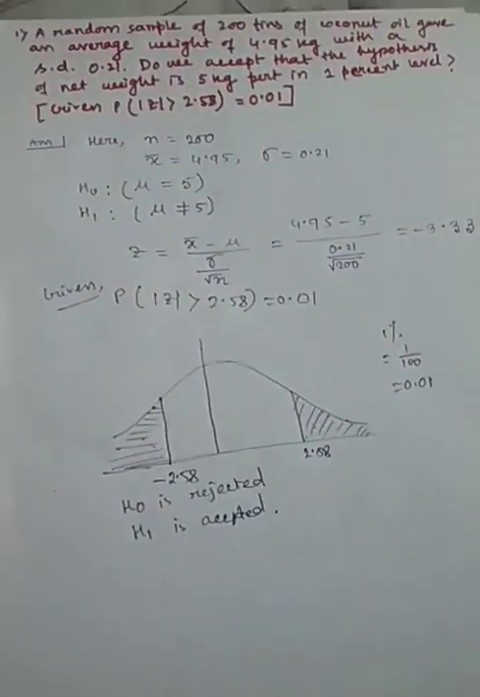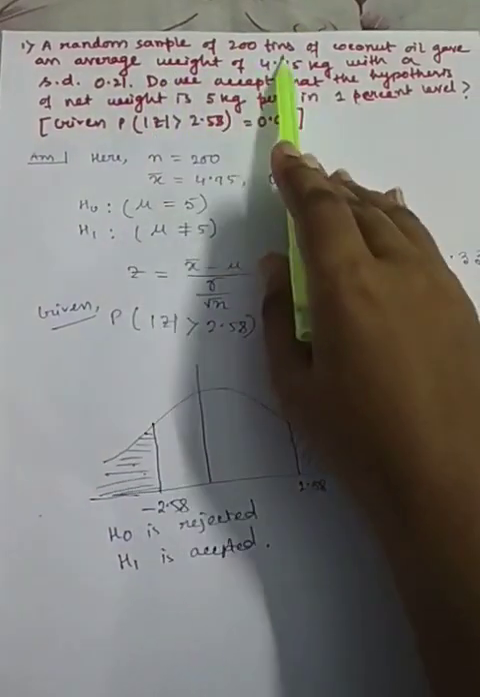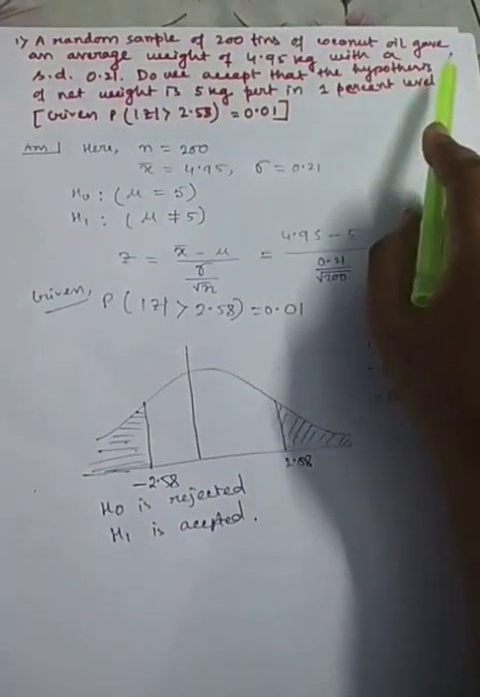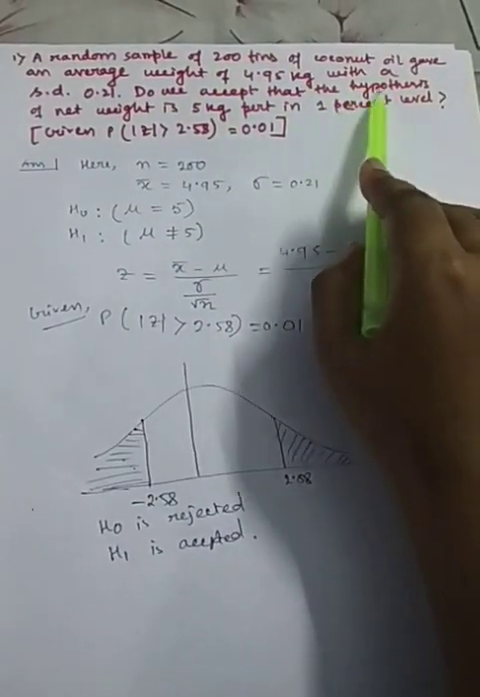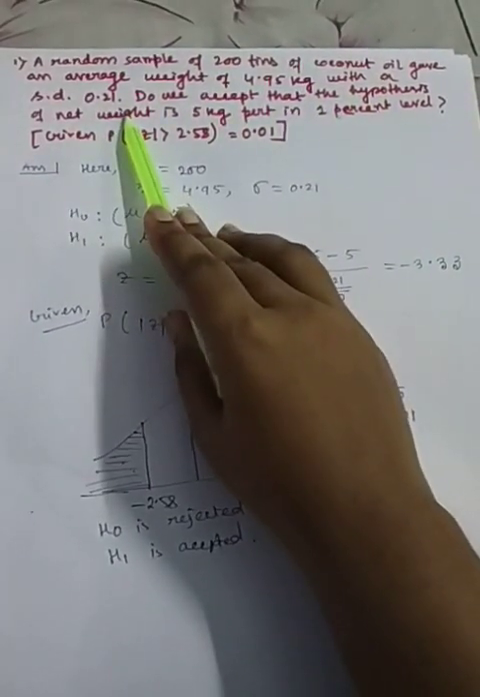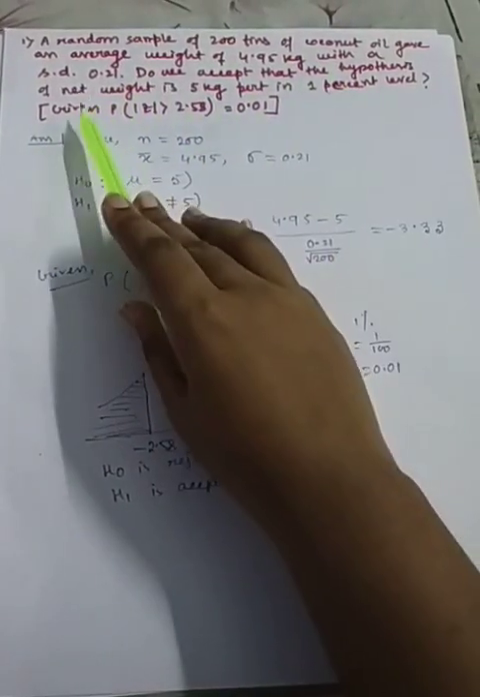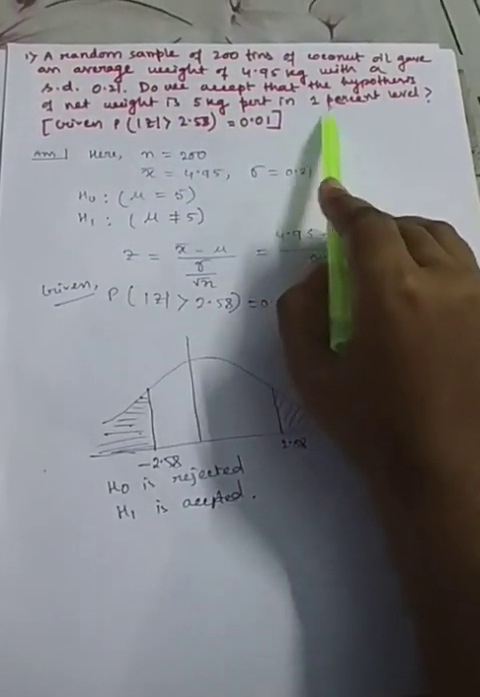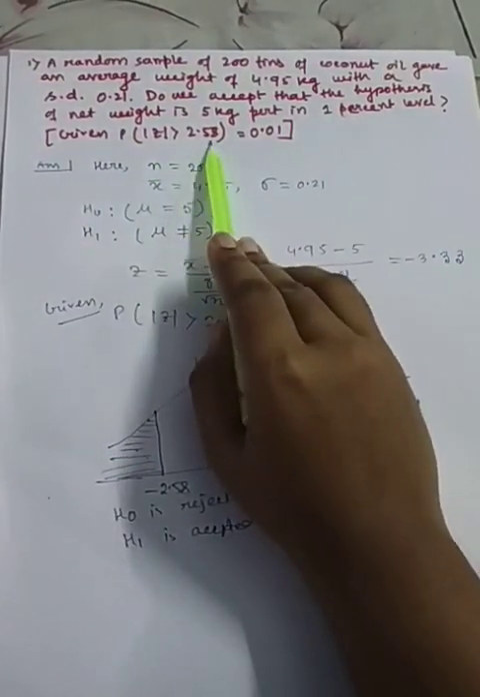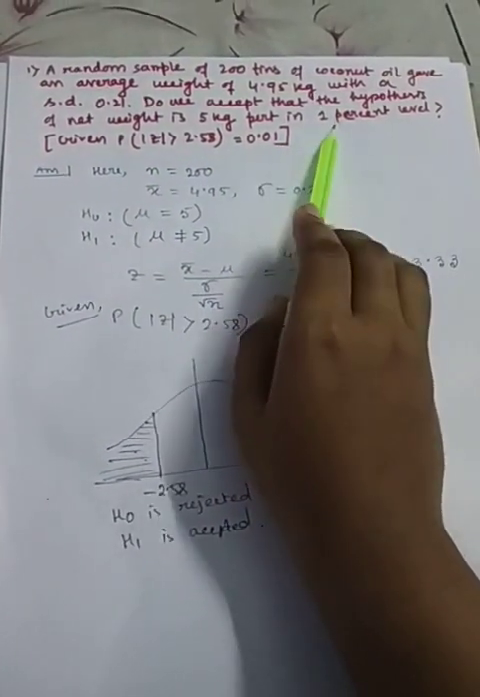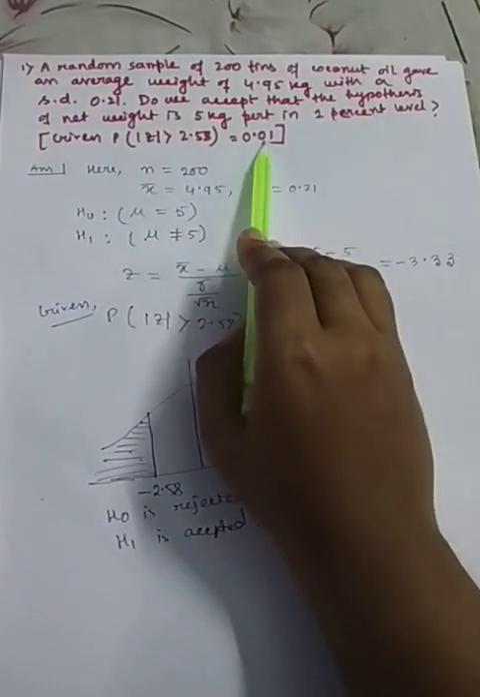Now consider the first example. A random sample of 200 tins of coconut oil gave an average weight of 4.95 kg with a standard deviation of 0.21. Do we accept the hypothesis that the net weight is 5 kg per tin at the 1% level? Given that the probability of mod z greater than 2.58 is 0.01. 1% means 1 by 100, that is 0.01.